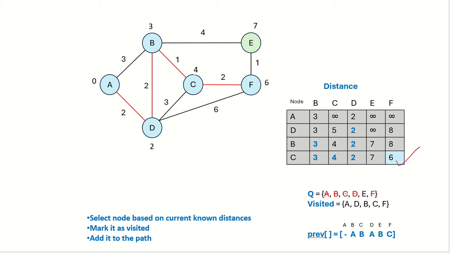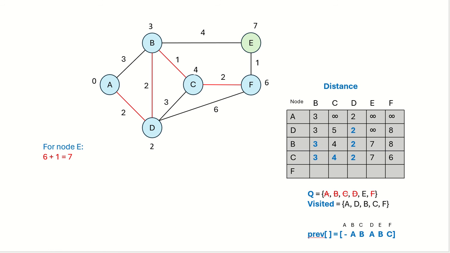Now we will check which has the minimum value. So F has the minimum value. F becomes the selected node now. F will be marked as visited and removed from Q. There is only one edge which is connecting F to any other unvisited node, which is this edge. All the other nodes have already been visited.